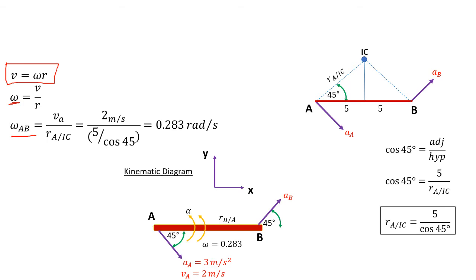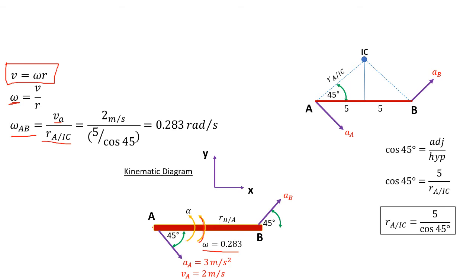So I can see down here in my kinetic diagram, there's my omega term that I'm looking for, rotating around, pivoting around point A. So this is going to be equal to my velocity at A, which is given in the problem statement, and my length here, r of A to my IC. So this makes me realize I'm going to need to draw out and find my IC.